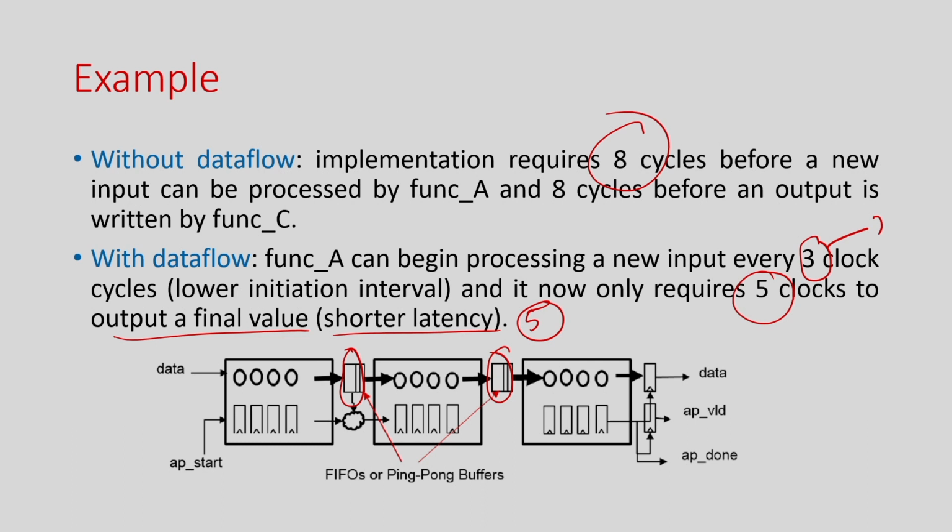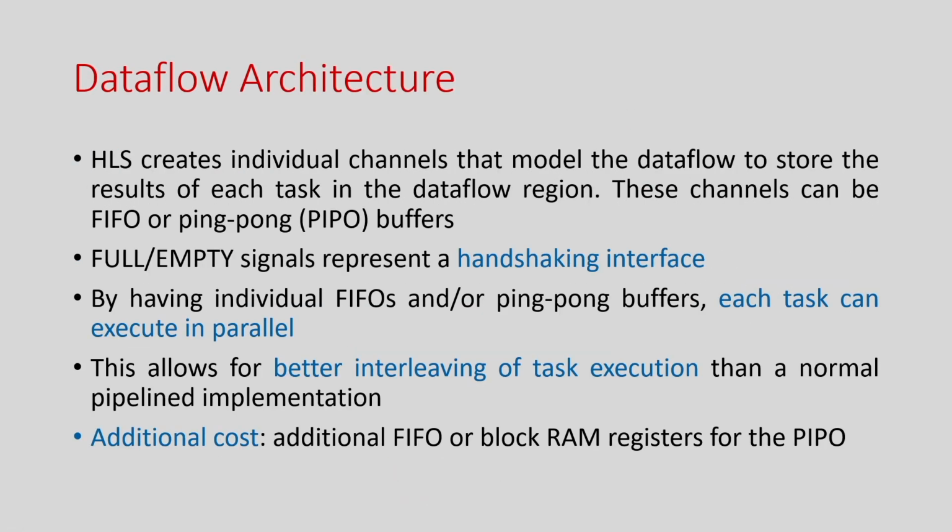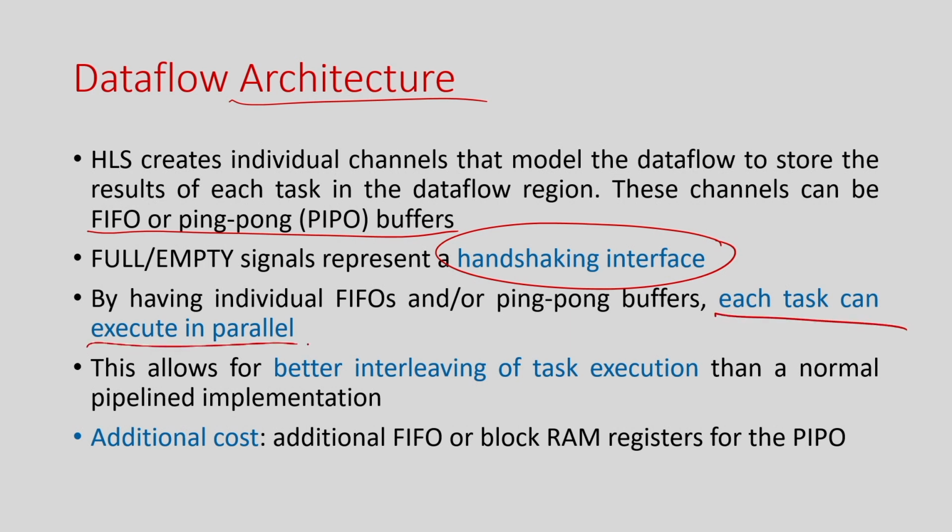Okay. So, let me now move on to how exactly this happens, how this channel works. As I mentioned, there are two kinds of channels possible, ping pong and FIFO. Okay. So, let me start with ping pong first. As I mentioned, this dataflow architecture basically adds some FIFO or ping pong buffers in between, and there are handshaking interfaces, empty and full, and through this handshaking interface each task can run in parallel, right. It also allows better interleaving of the tasks. You can understand that now every clock all tasks are running, right.